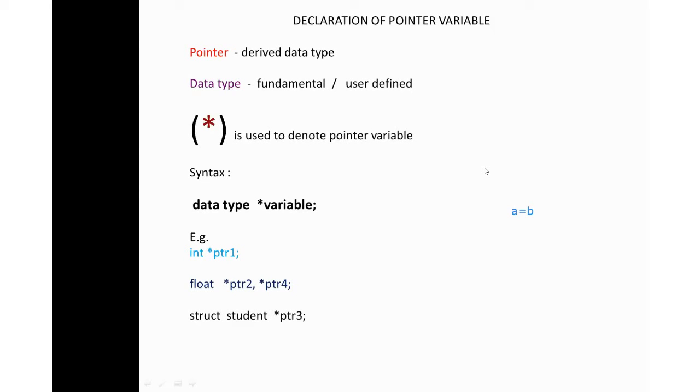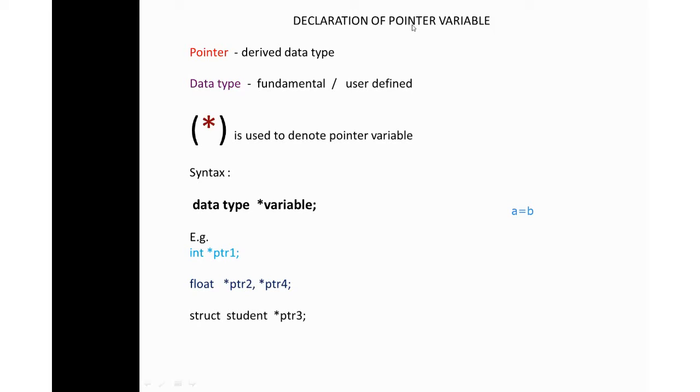User defined, what data type did we learn? That is your structures. Okay. So how to denote that a variable is a pointer variable? Just look at the screen. Step by step I am giving you the explanations. To denote that a variable is a pointer variable, we precede that variable name with an asterisk mark or the star symbol.